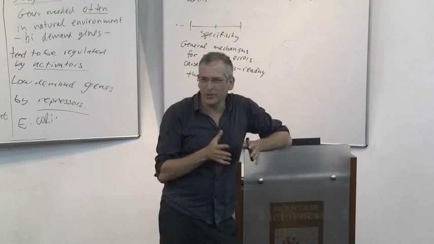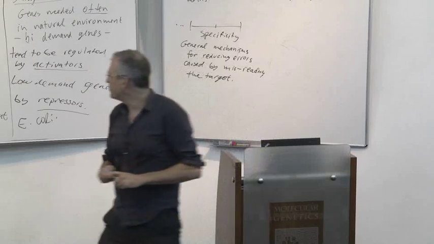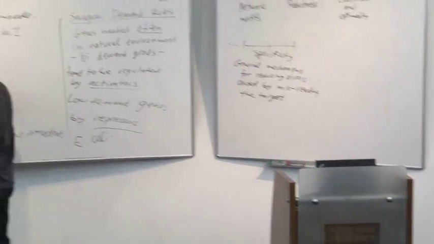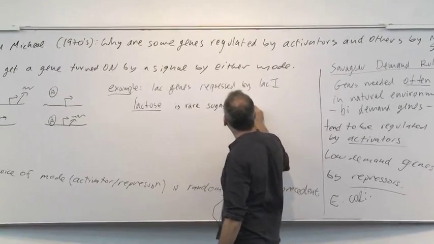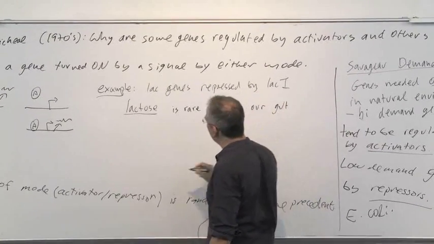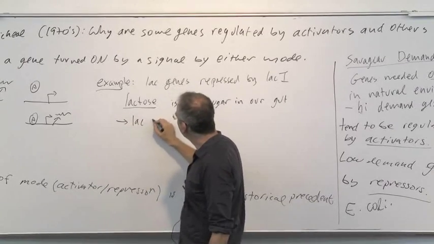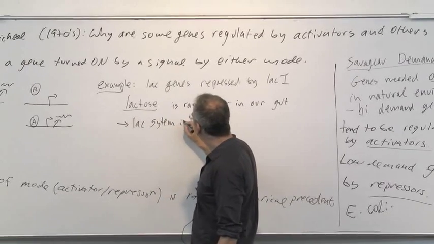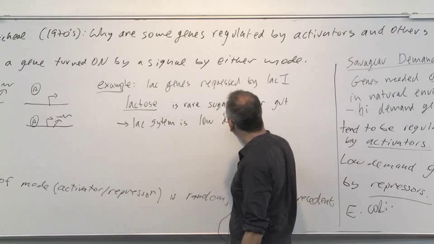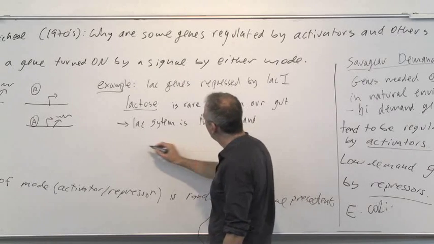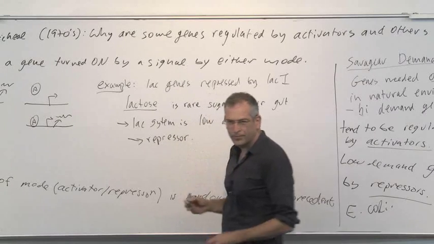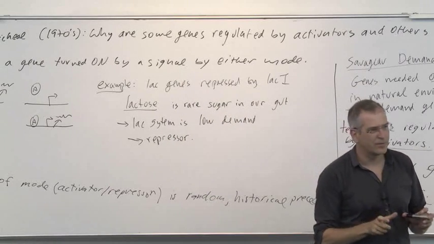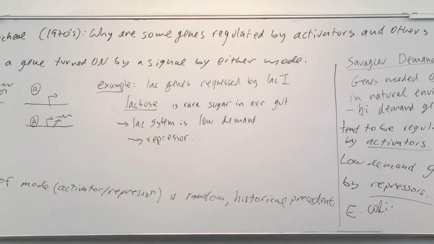An hour out of the 3 days that it spends in our body. So lactose is a rare sugar in our gut. Therefore, the lac system is low demand. Therefore, it's regulated by a repressor. That's a kind of evidence. Okay? Did I explain myself?